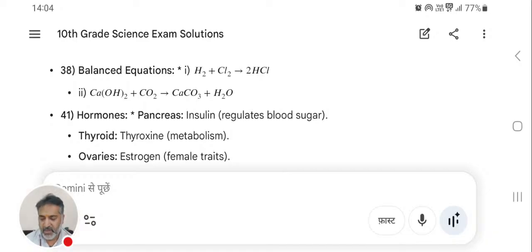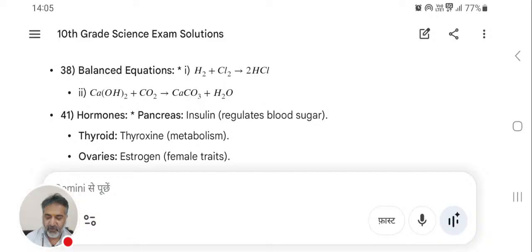Question number 39. Physical properties of metal. They are lustrous, malleable, ductile, and they are conductors of heat and electricity. Okay, these are the physical properties of metal.